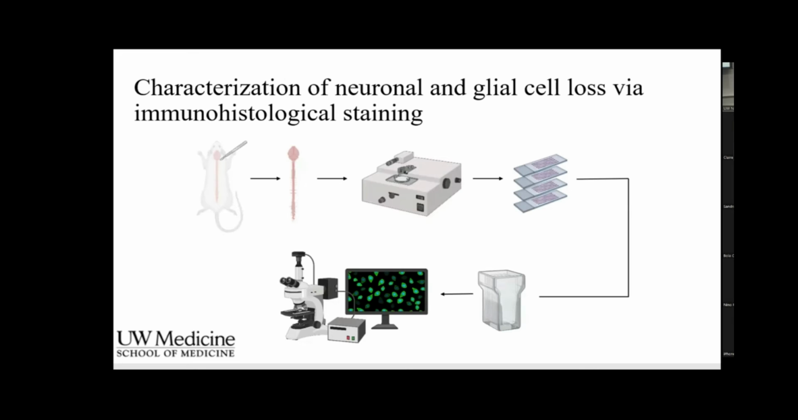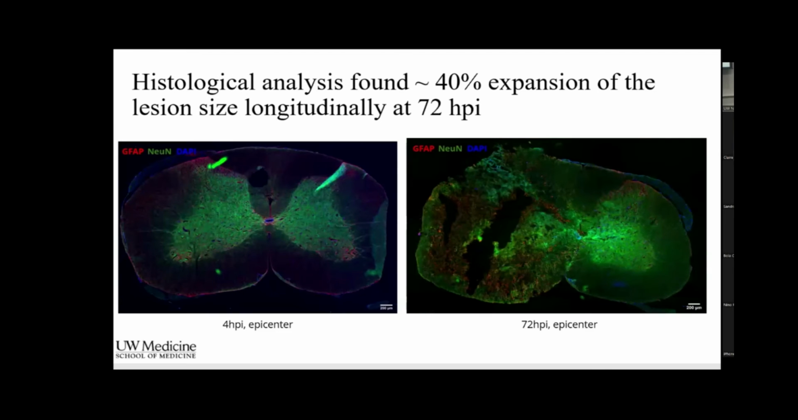So once those slides were imaged using the fluorescent microscope, you can see that at 4 hours, the size of the contusion injury is much smaller compared to 72 hours, like vastly different. And also, GFAP is the astrocyte stain, and you can see them migrating at 72 hours towards the lesion site, which is something that is seen in previous research, whereas on the left-hand side at 4 hours, you can see that everything else seems relatively fine in the butterfly shape of the gray matter.